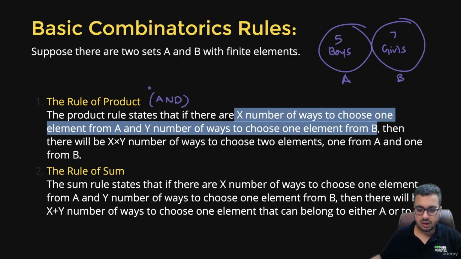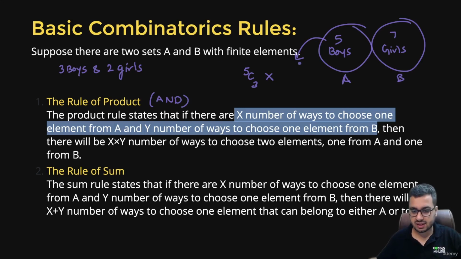Suppose I say, choose 3 boys and 2 girls. What you will be doing is you will say, I can pick 3 boys in 5C3 ways, and I have to pick 2 girls, so those girls can be picked in 7C2 ways. Here you will see there is a multiplication because we want both the answer from the left and the answer from the right, that is set B.